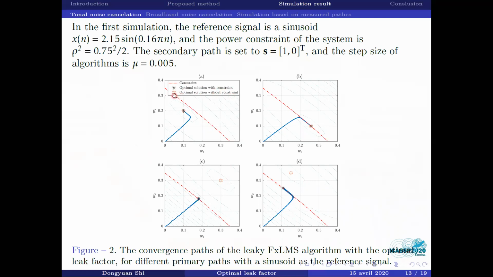When the optimal solution without constraint is inside the output constraint or at the output constraint, we can find this optimal leaky FXLMS algorithm can reach this optimal solution. If the optimal solution is outside of the constraint, then the optimal leaky FXLMS will reach another solution, which is the optimal control filter under the output constraint.